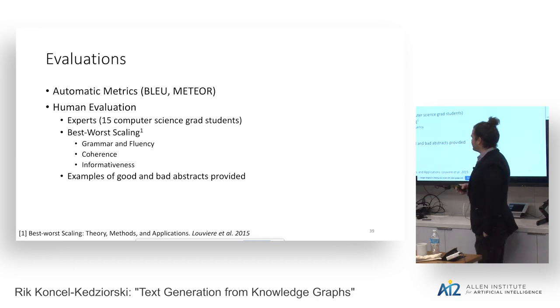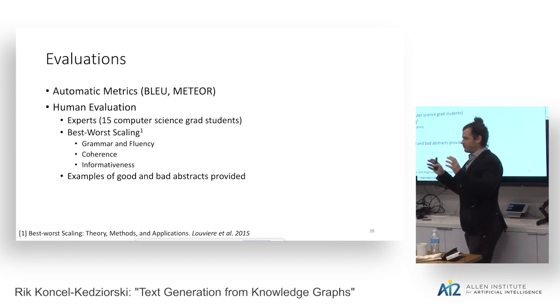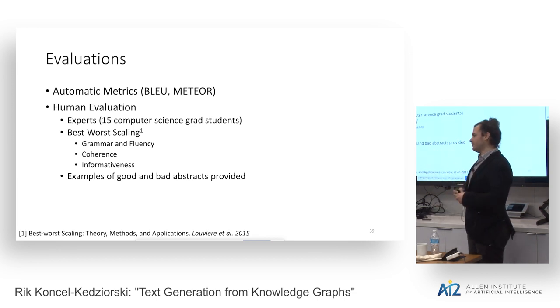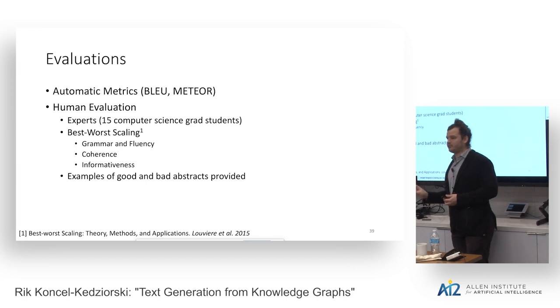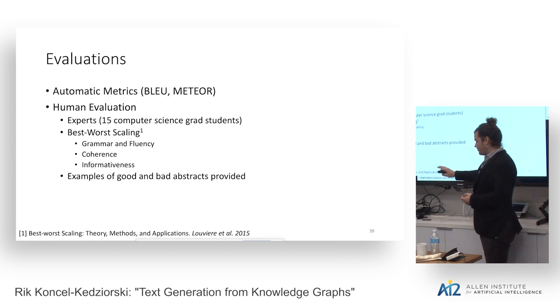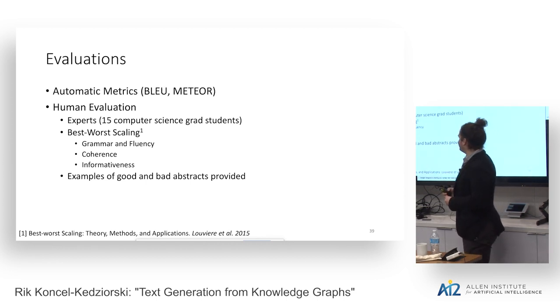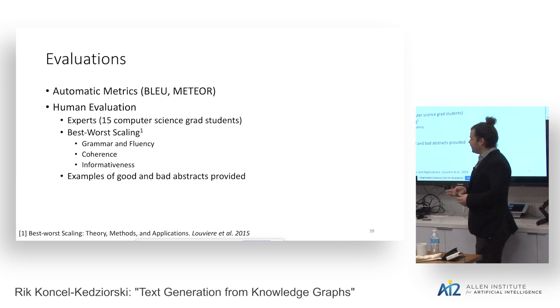So we got 15 experts. One of the problems here with this scientific document generation is that it's not crowdsourceable. We tried crowdsourcing it, and it didn't work, unfortunately. But we tried. But then we got it to work by actually enlisting computer science grad students to be the judges. And we use a best-worst scaling system, right? So we're giving them three generated abstracts, and we're saying, tell me which one is the best, tell me which one is the worst. This is a theoretically grounded evaluation technique. And we're going to ask for three judgments.